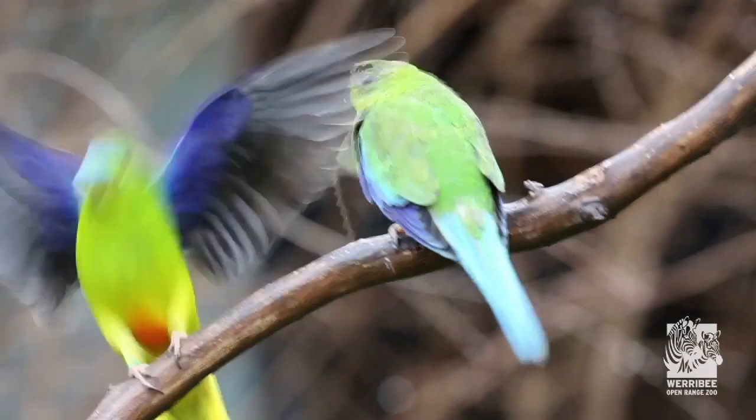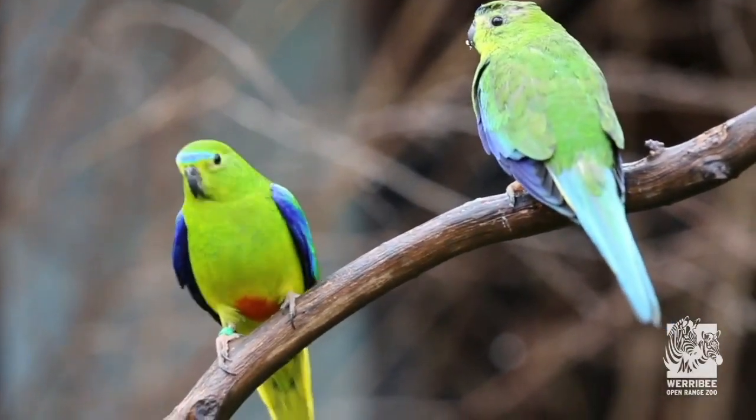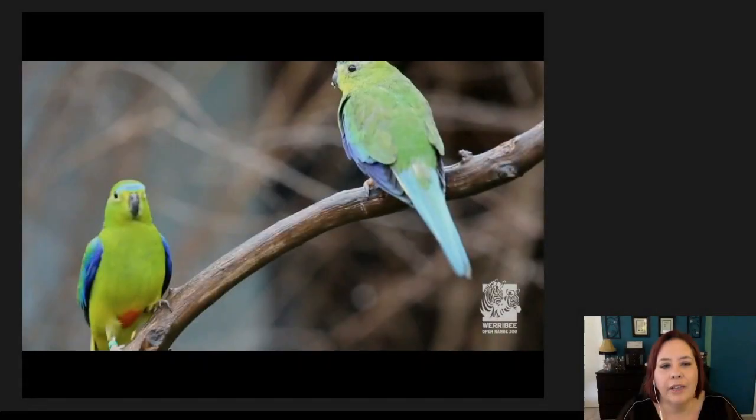I just love the colors on the birds. Look at that. They're so pretty and vibrant. That green chest with that orange belly. So that's the bird that we're looking at right now.